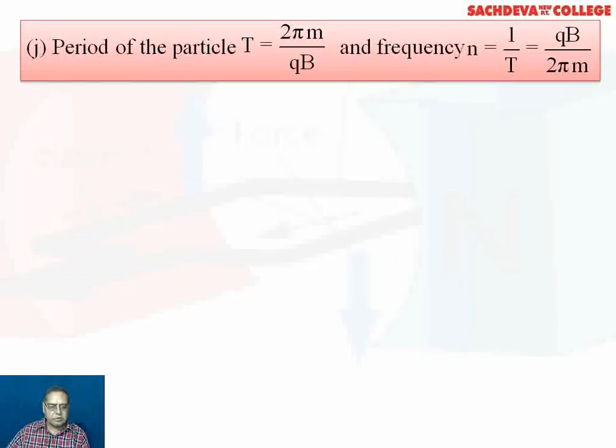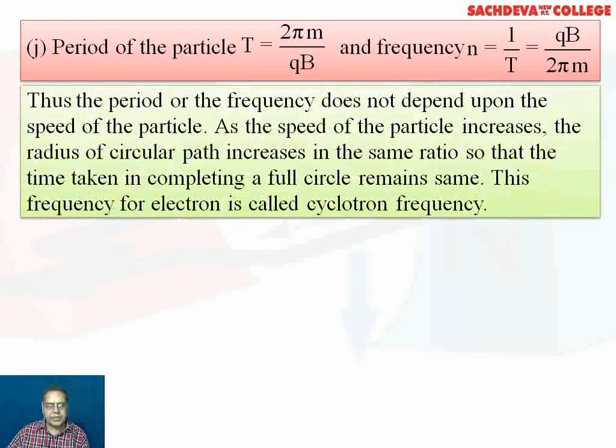See the figure. The period of the particle T is given by 2 pi m over qB, because time period is generally distance over speed. So distance can be replaced by 2 pi r and speed, that is v. We can compute the values and the final solution will become 2 pi m over qB. Frequency n will be 1 over T. So frequency will be the inverse of T, that is qB over 2 pi m.